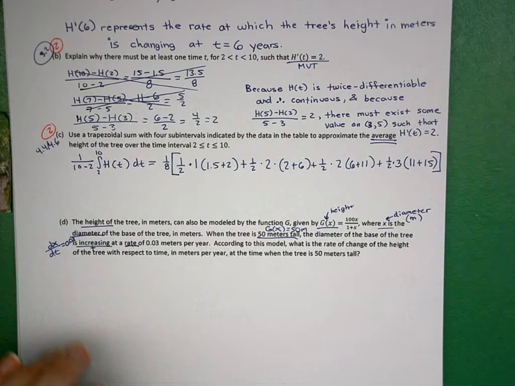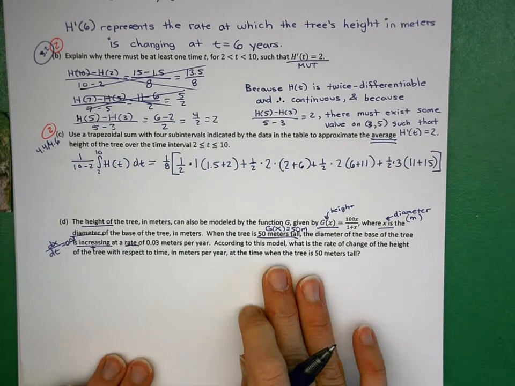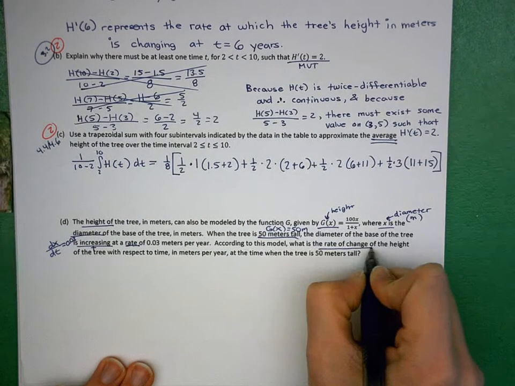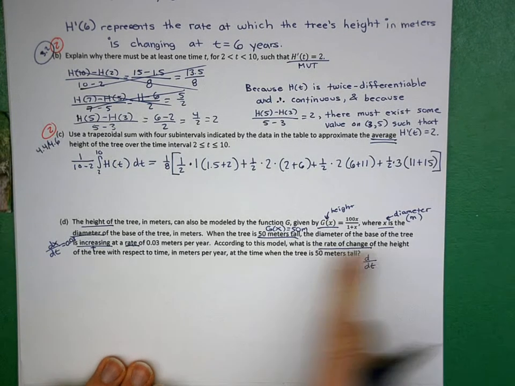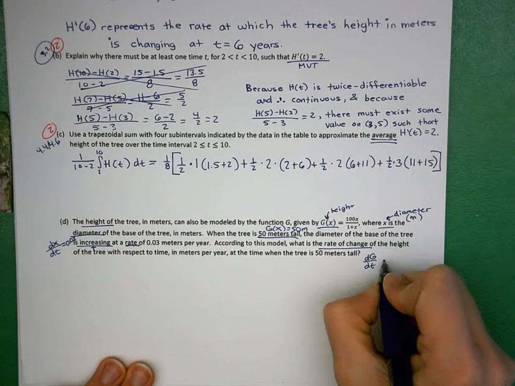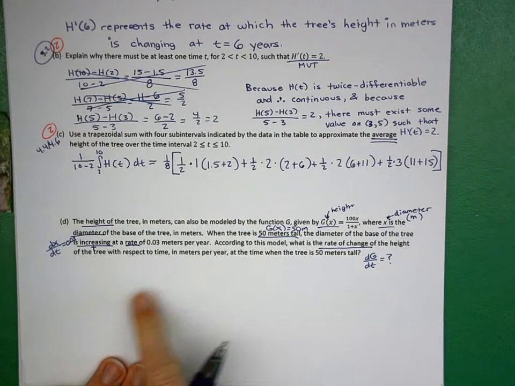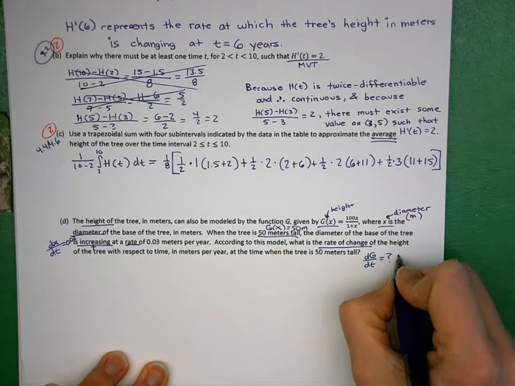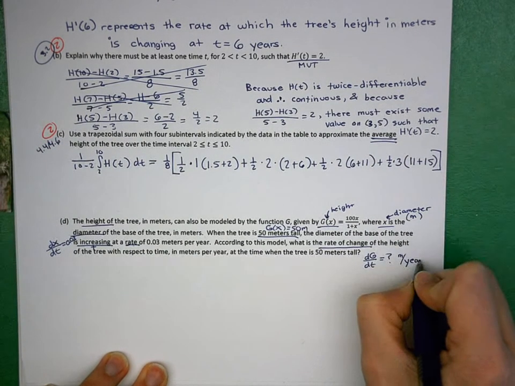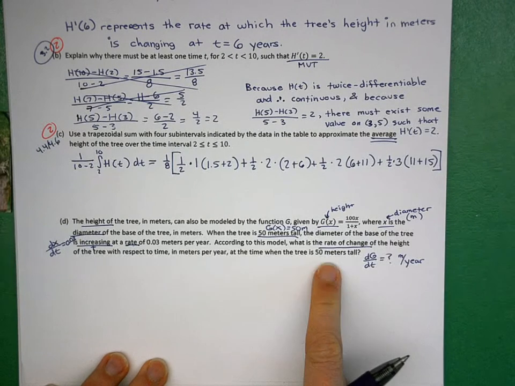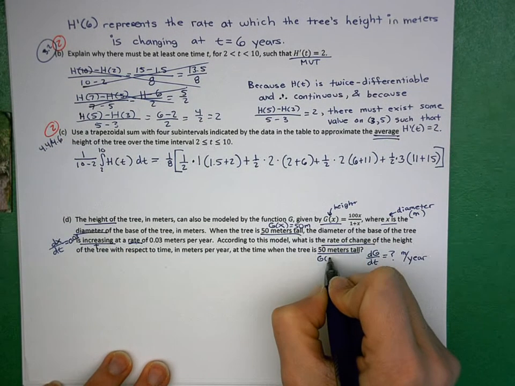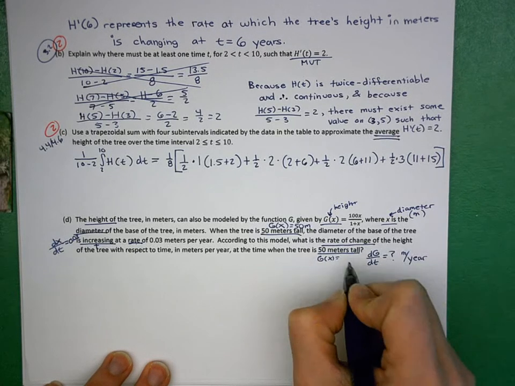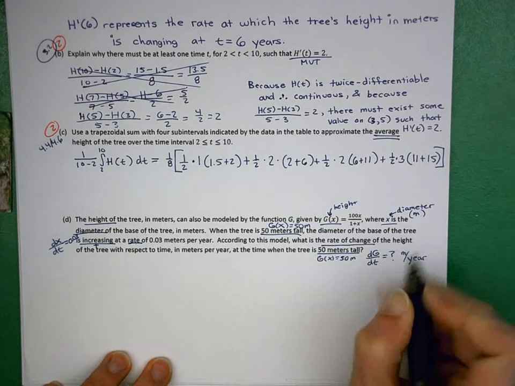According to this model, what is the rate of change? So we're talking a d/dt of the height of the tree. Well, that's my dg/dt in meters per year. So we already know our units there. At the time when the tree is 50 meters tall. So again, they're telling me g is going to be 50 meters tall. Okay. So what is the rate of change?